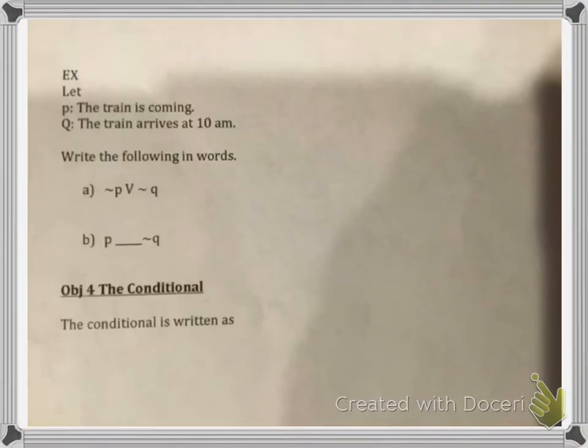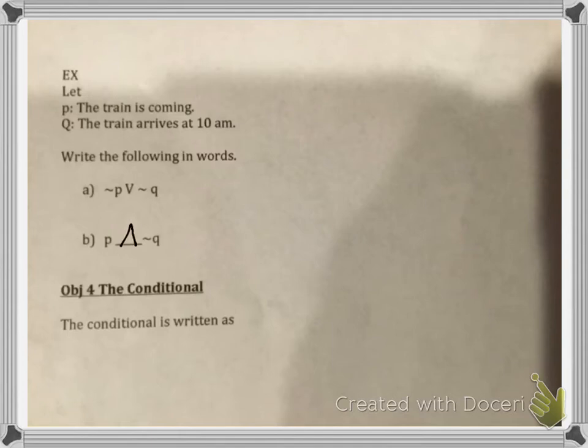Okay, here's the second half of this page. Let P be the train is coming, and Q, the train arrives at 10 a.m. Write the following in words. A is negation P or negation Q. And B is supposed to be P and negation Q.